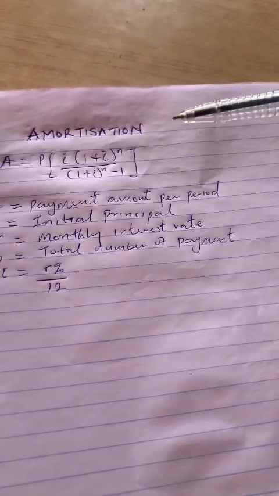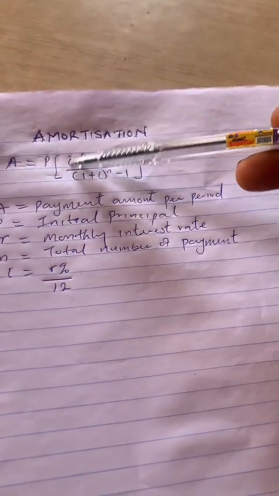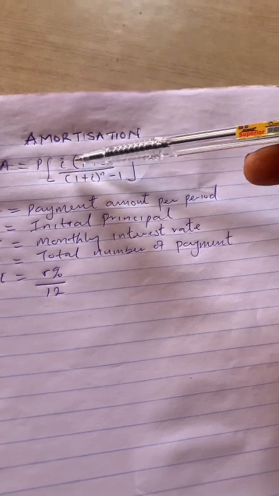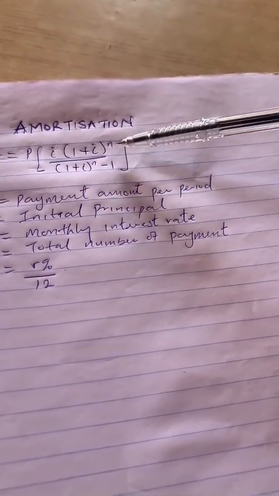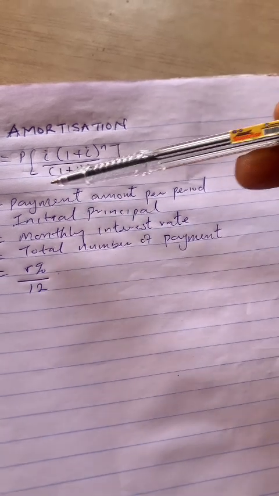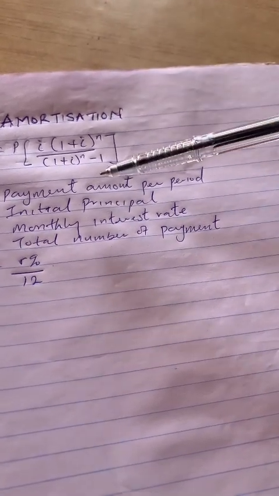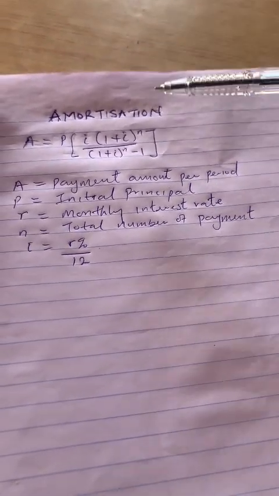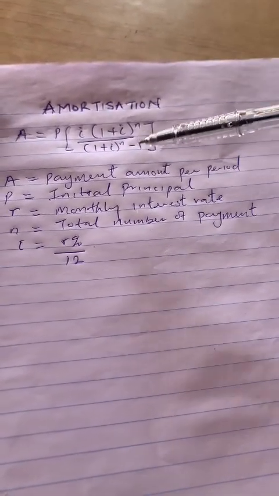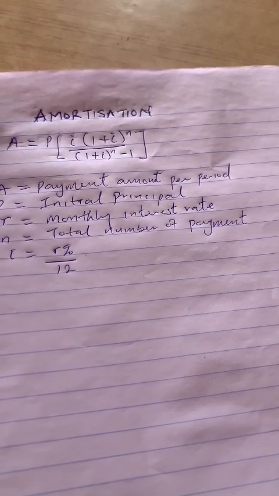So this is your A equals P into what? I, open bracket 1 plus I raised to power n over 1 plus I, then open bracket n minus 1. So this is the formula of amortization. Now, how do we use this amortization?